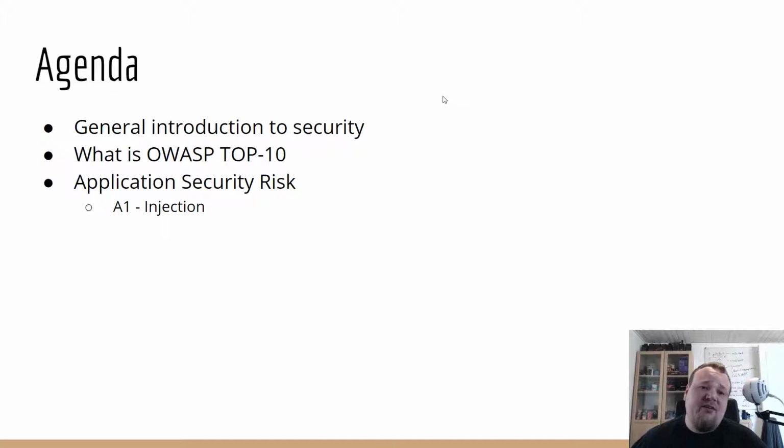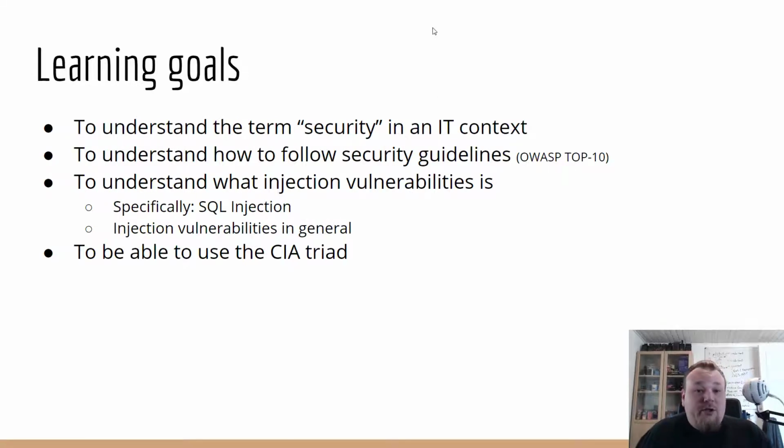The whole agenda is a general introduction to security, what is OWASP Top 10, and the application security risk A1 on the OWASP Top 10 list. The learning goals for this is to better understand the term security in an IT context, to understand how to follow security guidelines. In this case, it's OWASP Top 10. To understand what injection vulnerabilities is, and this is specifically SQL injection, and injection vulnerabilities in general. And of course, you need to be able to understand the CIA triad.